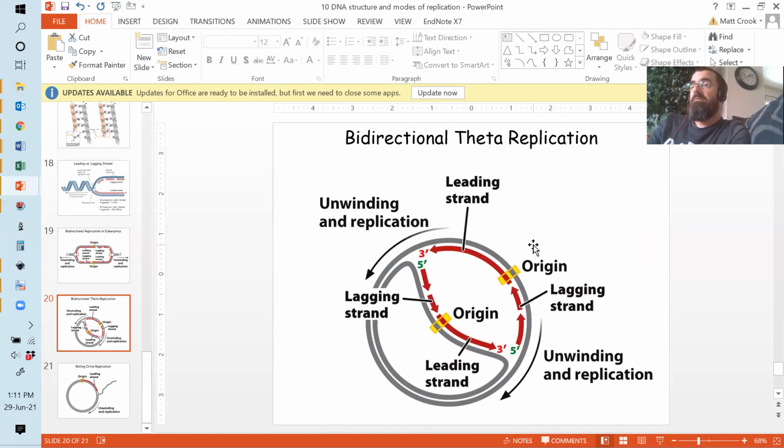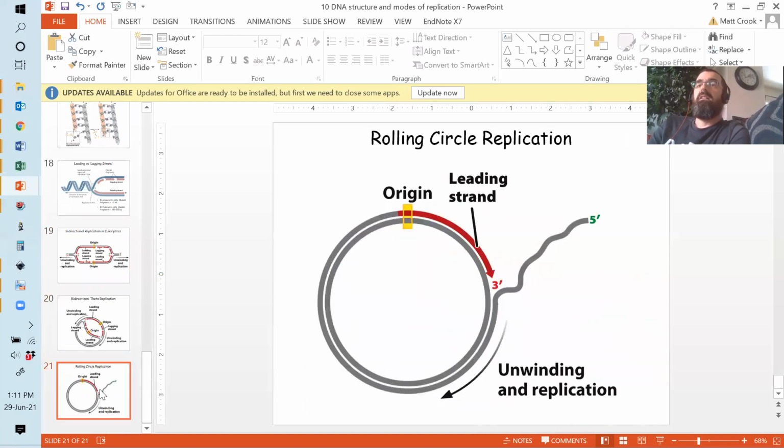And again, you have the same deal in bidirectional theta replication, right? Again, we have a lagging strand and a leading strand and a lagging strand. However, you do not have that in rolling circle replication. There is no lagging strand.